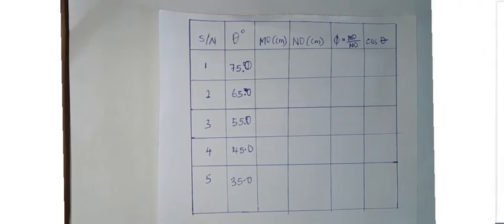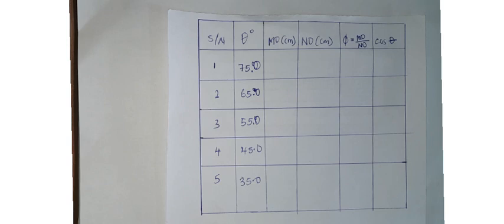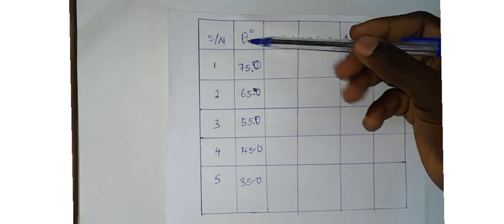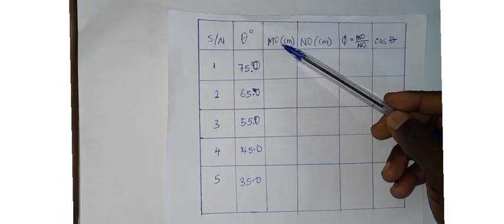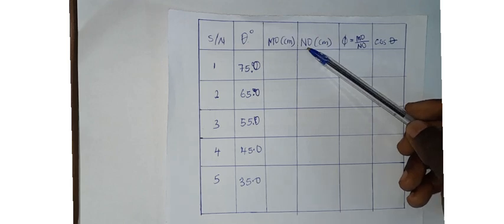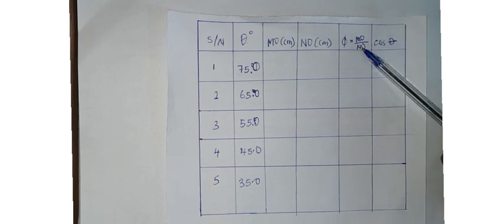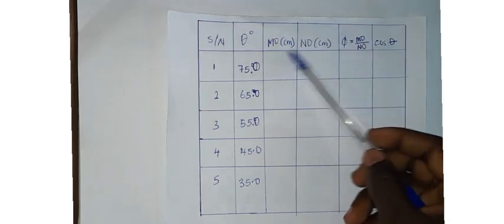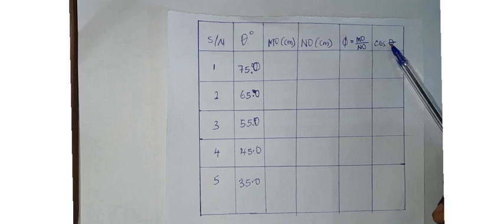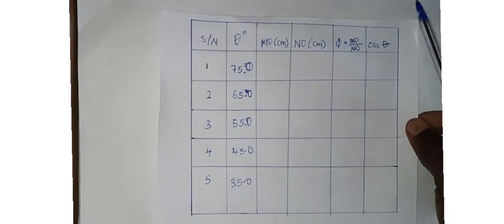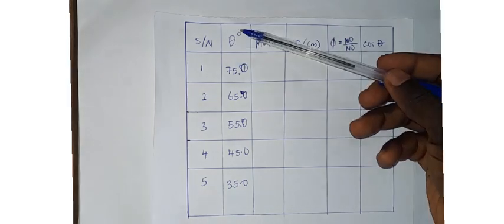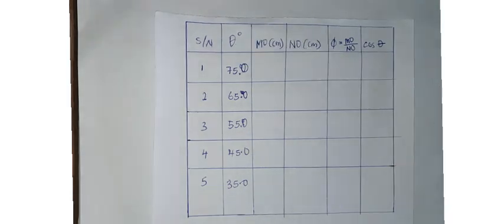Table. My composite table representing all the required parameters. The angle theta, MO measured in cm, NO measured in cm, phi which is equal to MO over NO. There's no unit for that because the unit is cm and cm, when they cancel out each other, so there's no unit. And cos theta is just an ordinary number, so there's no unit. So it is important for you to know that you must always include your what? Unit. It's very important.